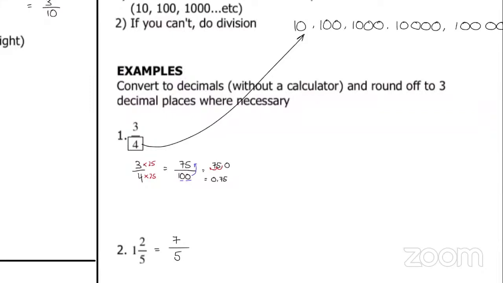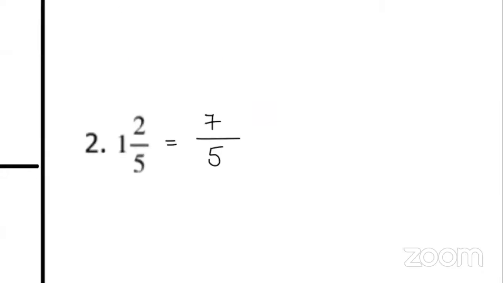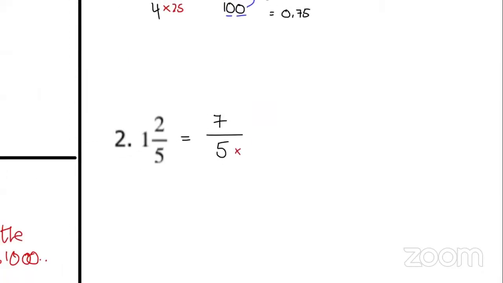So I can convert 5 to 10. That's what I want to do: convert the denominator to 10, 100, 1,000, 10,000, any of the powers of 10. I can multiply by 2 to get 10. And of course, what I do to the bottom, I do to the top as well. So here I get 10 over 10, and the numerator is 14.